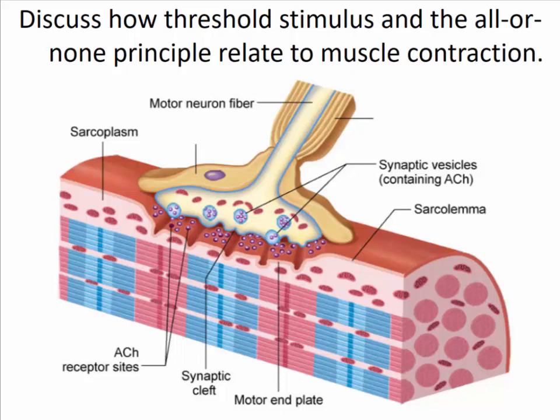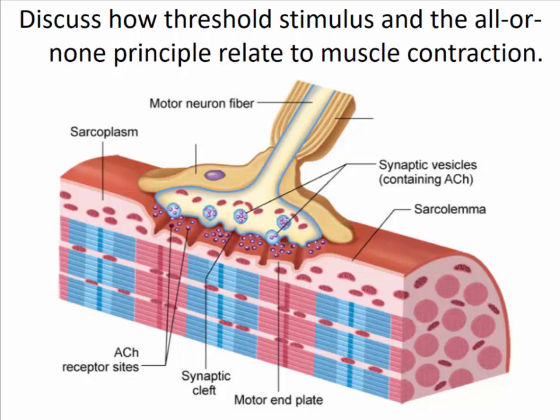A muscle fiber will remain inactive until the stimulus is strong enough to cause the threshold stimulus. Once the threshold stimulus is reached, the response will be that the muscle cell will contract to its fullest extent. All of the sarcomeres that you see inside that muscle fiber will contract. There is no such thing as a partial contraction of the muscle fiber. It is an all or none event.